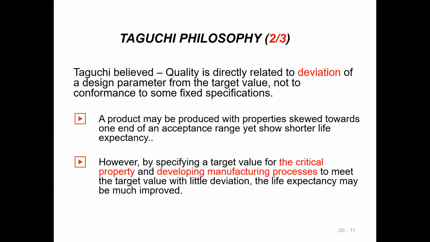The second concept is talking about variation. I also mentioned in the last video that one of the important philosophies recommended by Taguchi was design for manufacturing. The process of design for manufacturing is that you need to study the variation of the process and then develop the parameters of the product and process.